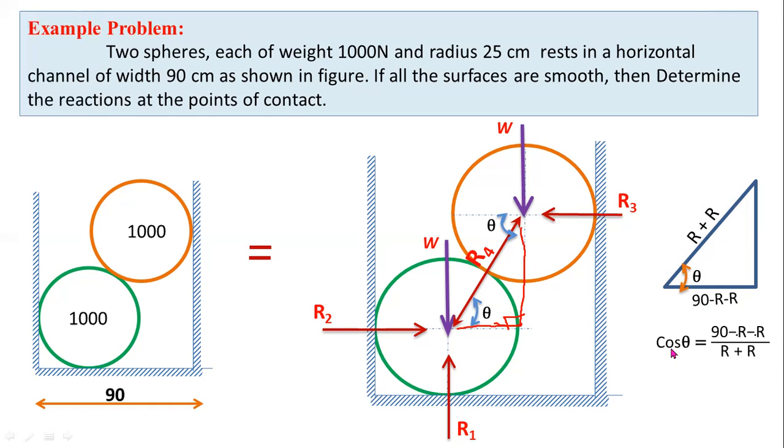So from this triangle cos theta equal to adjacent side divided by hypotenuse. So from this triangle theta equal to 36.86 degrees. This is the angle between this reaction force R4 and the horizontal axis.